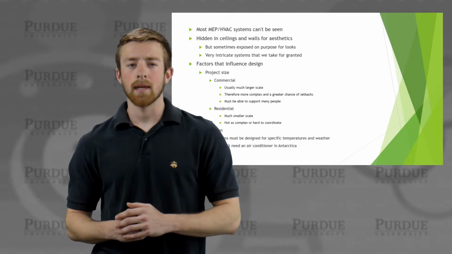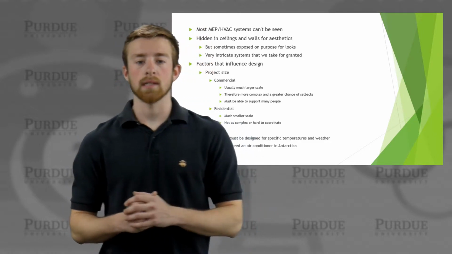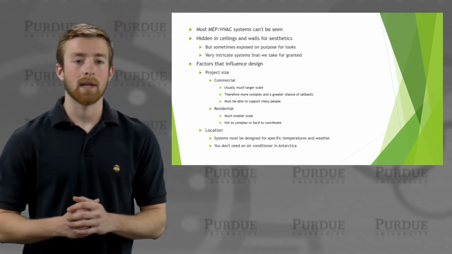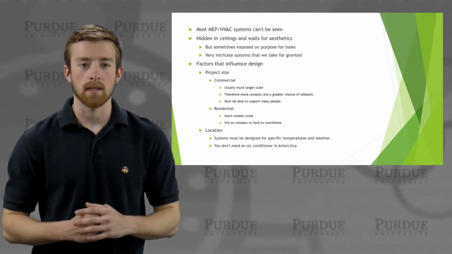So most MEP and HVAC systems cannot be seen. They're usually hidden in the ceilings and walls for aesthetics because people don't like to look at them. They're sort of industrial, pipes and stuff like that, and not attractive.